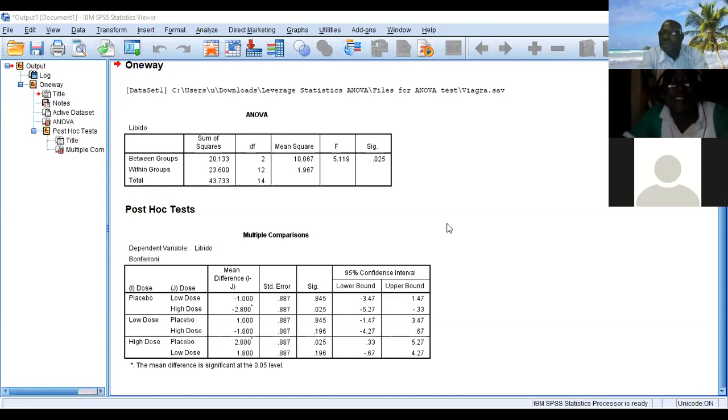Now, this result, this Bonferroni result, how do you present it? Yes, I think I can show you a table where I presented it. I think I have a result.